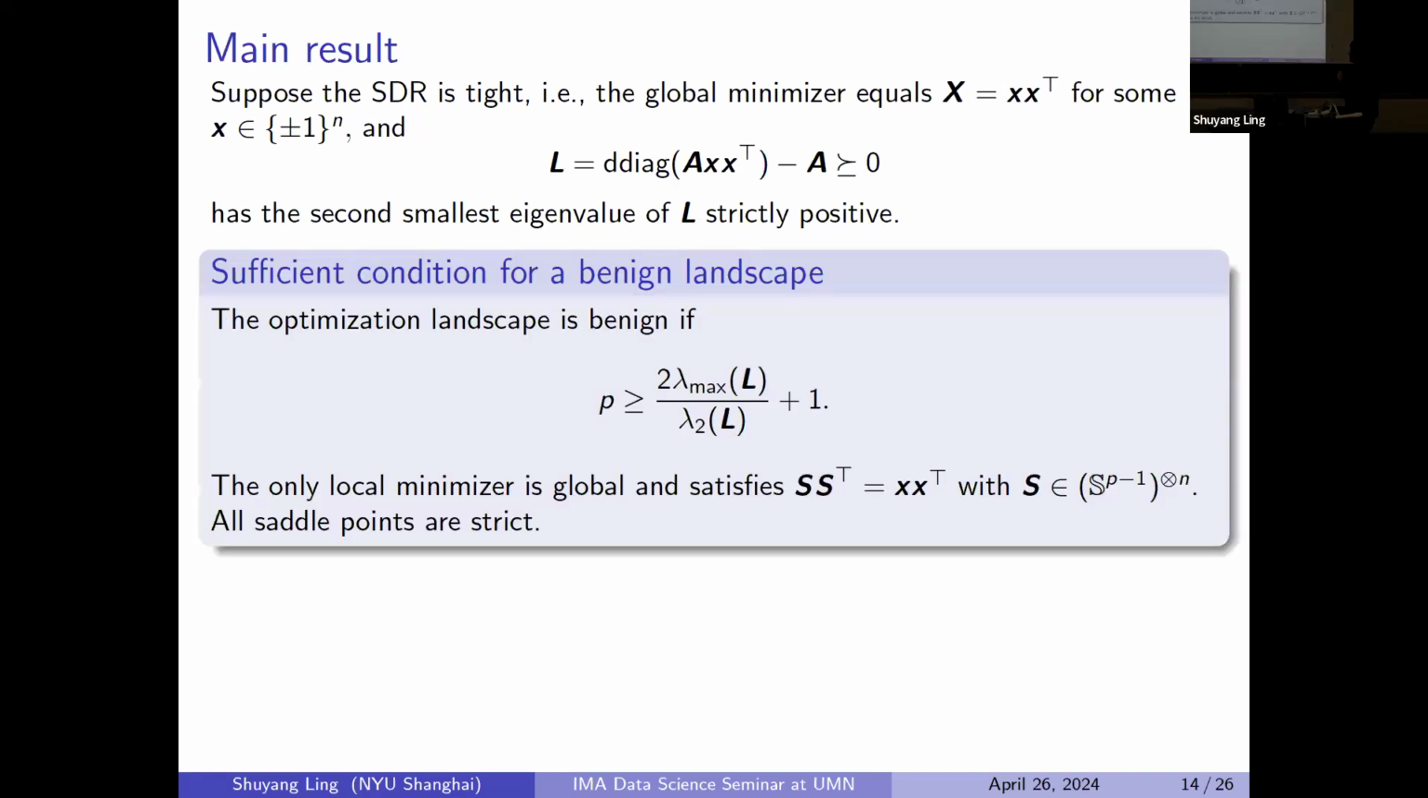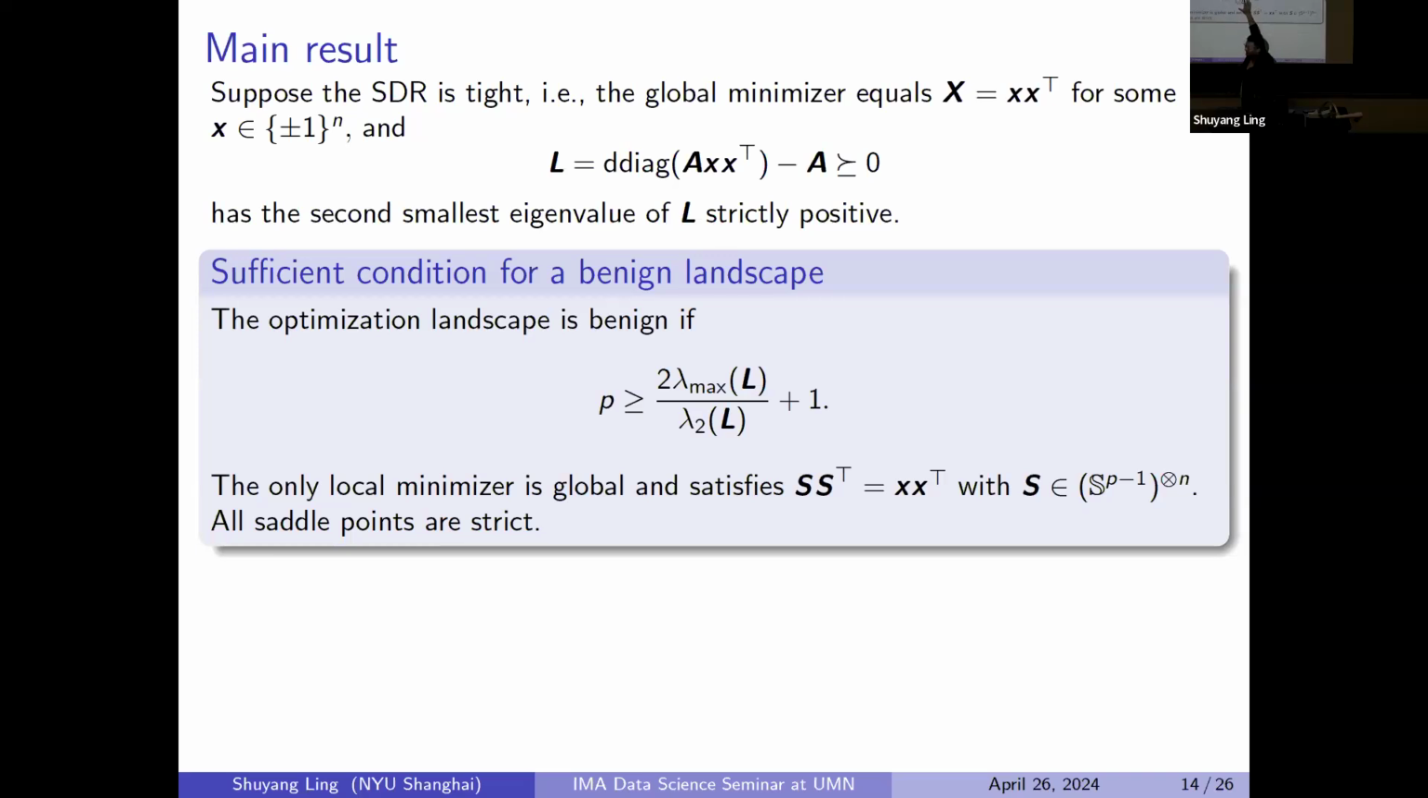Then we have a result showing the following. It's interesting. If the degree of freedom P, which means P is the rank in the factorized form, and of course, if P is equal to N, it becomes the original convex program. So we want to keep P as small as possible because it's computationally cheaper to do the gradient descent. It says that if P is greater than 2 times the condition number, because the smallest eigenvalue of L is 0, because it corresponds to the Laplacian, if this condition number times 2 plus 1 is smaller or equal to P.